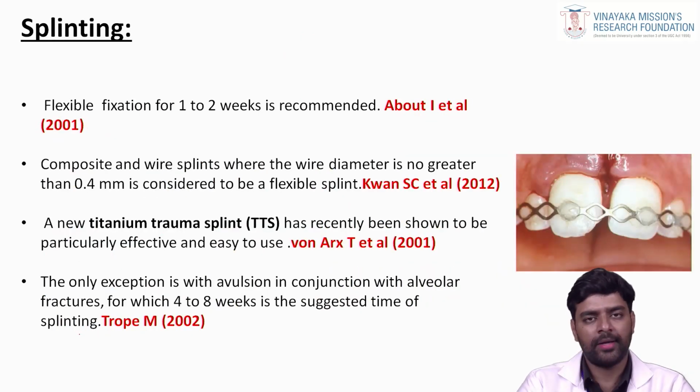Then coming to splinting methods, flexible fixation for 1 to 2 weeks is recommended. A composite and wire splint, with wire diameter no greater than 0.4 mm, is considered a flexible splint. In this picture, a titanium trauma splint is shown, which is particularly effective and easy to use. The exception is avulsion in conjunction with alveolar fractures, for which 4 to 8 weeks is suggested for splinting time.